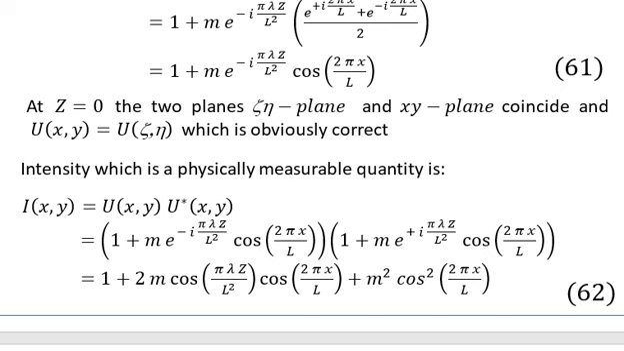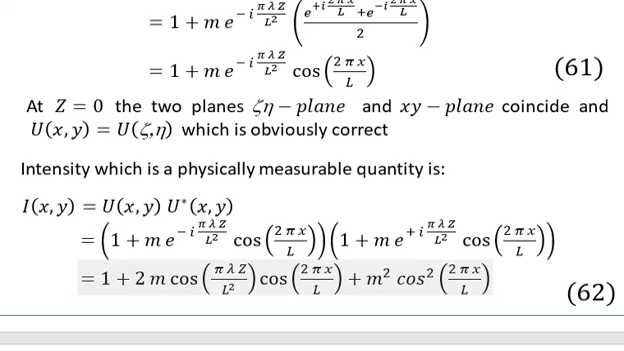Now the quantity of interest, a physically measurable quantity, is the intensity. The intensity is given by I of x comma y equal to u at x comma y multiplied by its complex conjugate. In the second row we have two brackets. One represents the value of u taken from equation number 61. The other represents the complex conjugate of that quantity. Multiplying the two, the third row in equation number 62 gives the intensity expression.